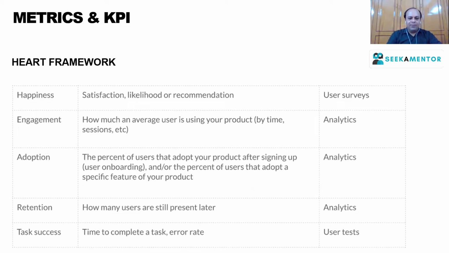H stands for happiness, that is the satisfaction. How much is the customer satisfied? This will be captured with the help of user surveys. Engagement means how much the customer is engaging with your UI, means how much time the customer is spending, or you can say what is the average time the customer is spending on your app, and how many products they have navigated. Adoption means how many users, after visiting the first time, have landed on the sign up page and have registered. This data will also be captured with the help of the analytics tools.